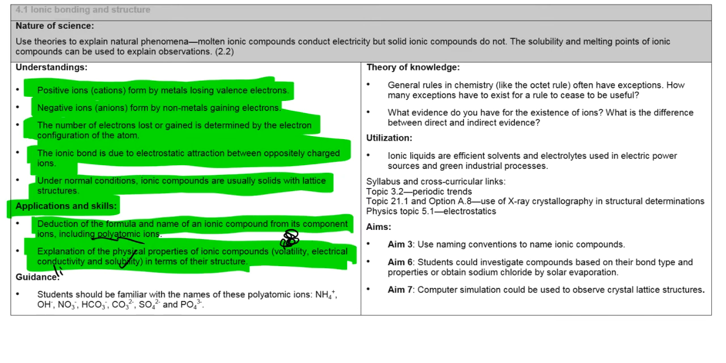Oops. Liquid only. This will be low volatility and solubility. Moving on to the guidance, students should be familiar with the names of the polyatomic ions. This is the ammonium ion, hydroxide ion, nitrate ion, hydrogen carbonate, carbonate, sulfate, phosphate.